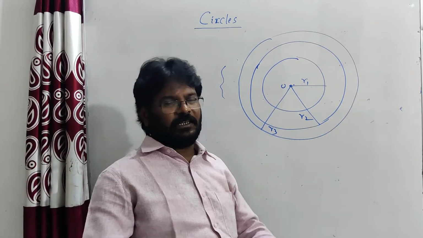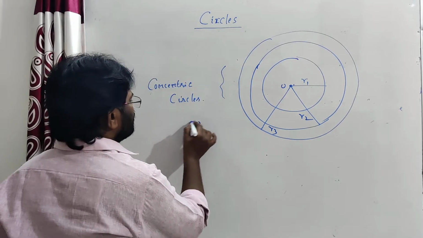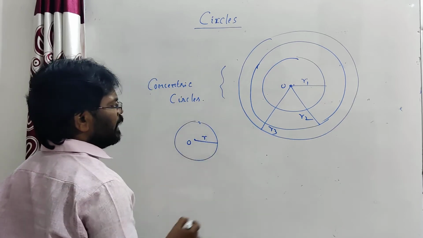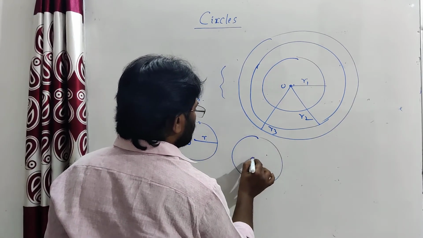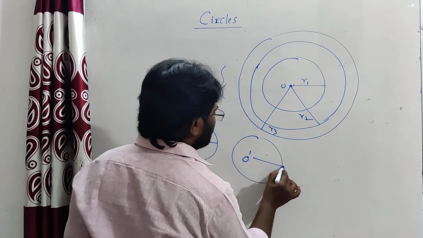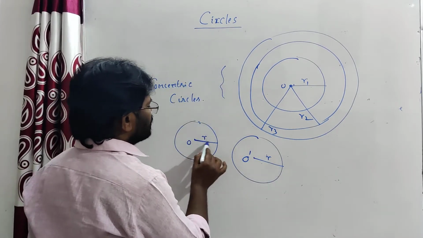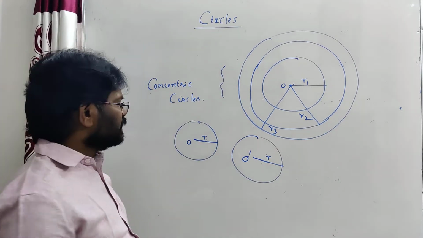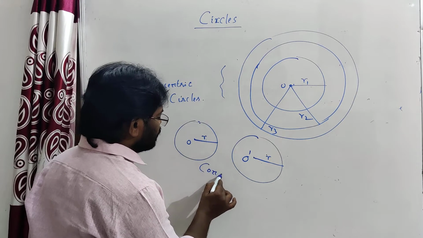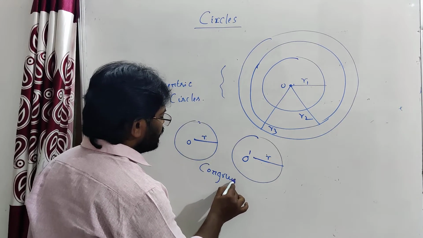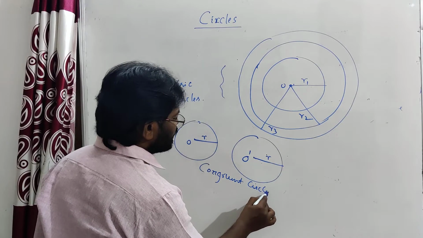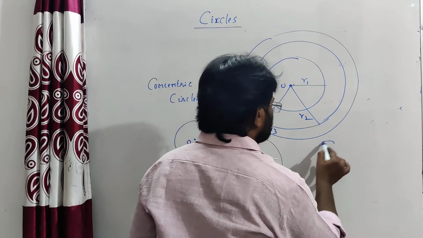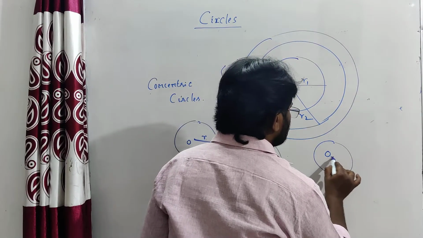Suppose same radii, what then? So this is the circle, O is the center, radius is R. Another circle is there, O dash is the center, radius is R. Both have the same radii and different centers. These are called congruent circles or equal circles.